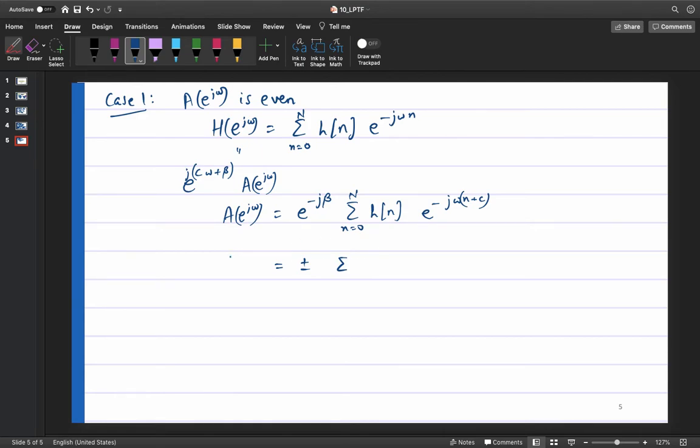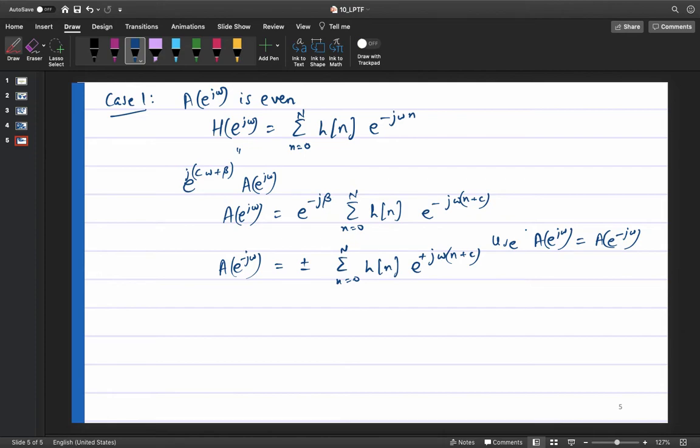I think this part is clear. Now, again, let's take a minus omega. Now we can use A e to the power j omega is equal to A e to the power minus j omega. What does that mean? So my A e to the power minus j omega will be equal to, this part does not change, summation n equal to 0 to capital N h of n e to the power minus j times minus omega, so it becomes plus omega n plus c.